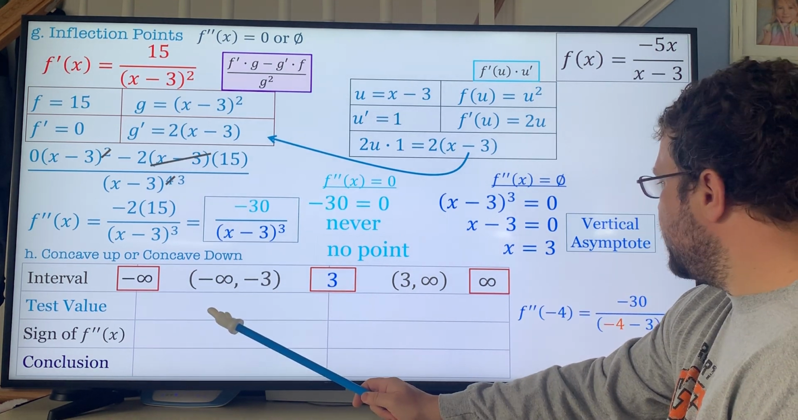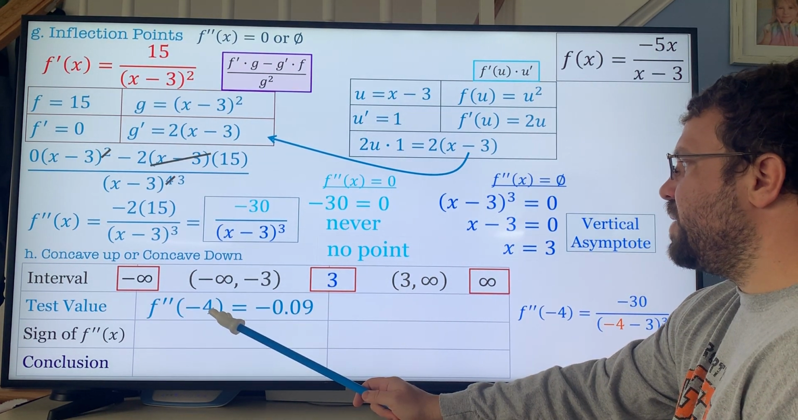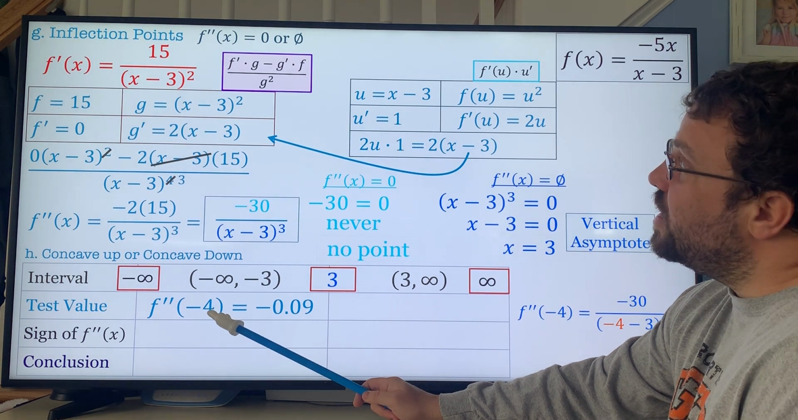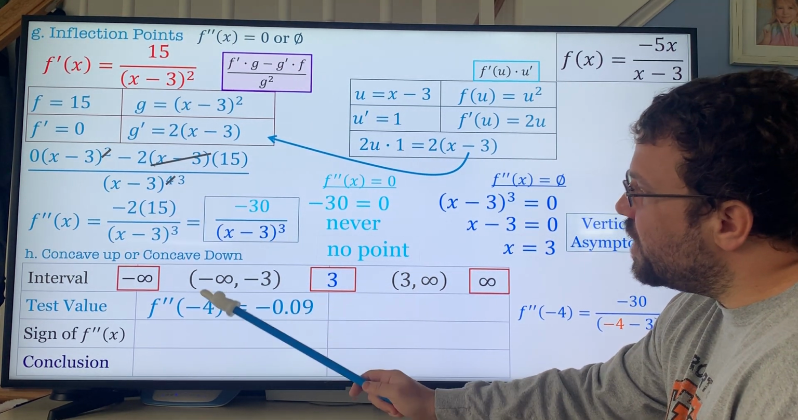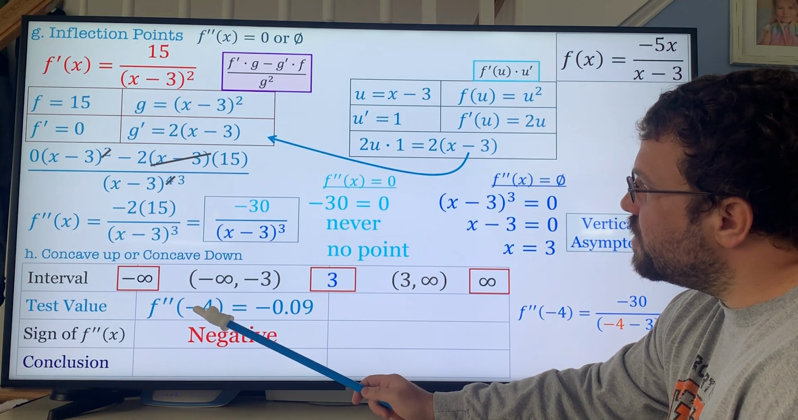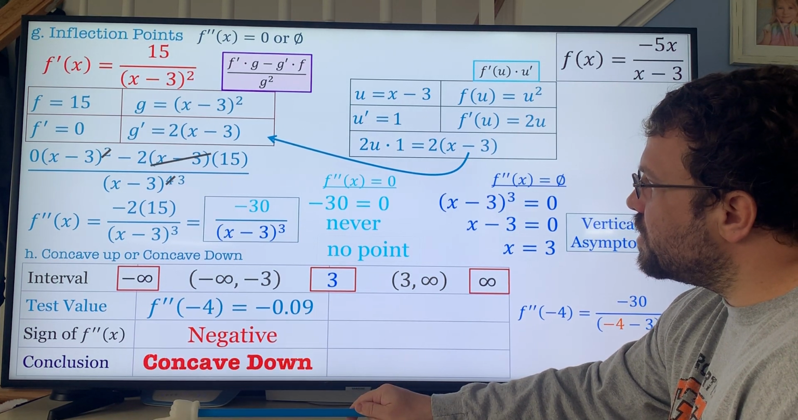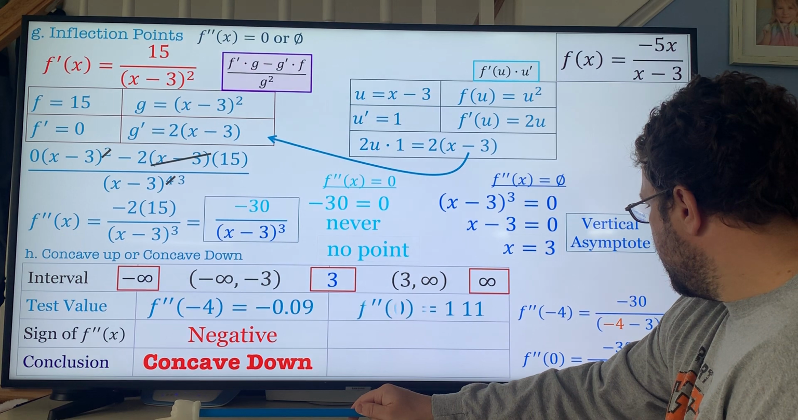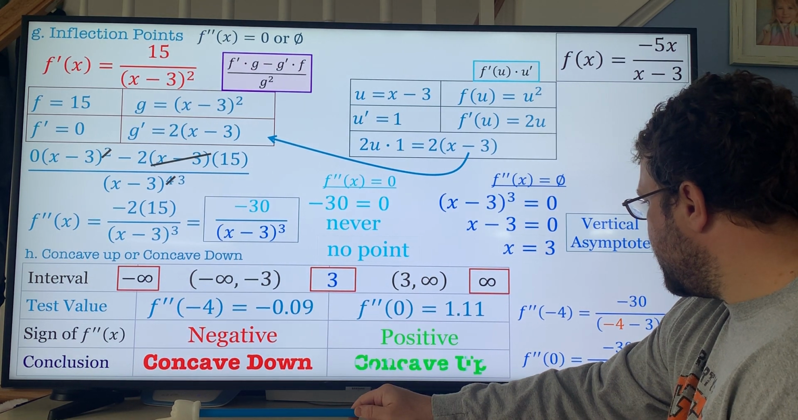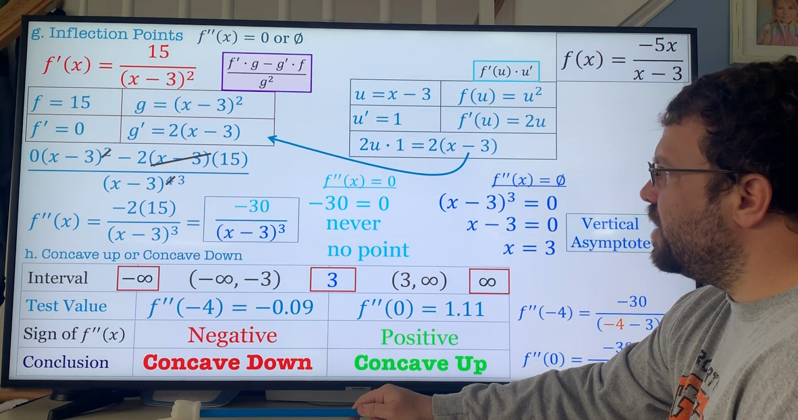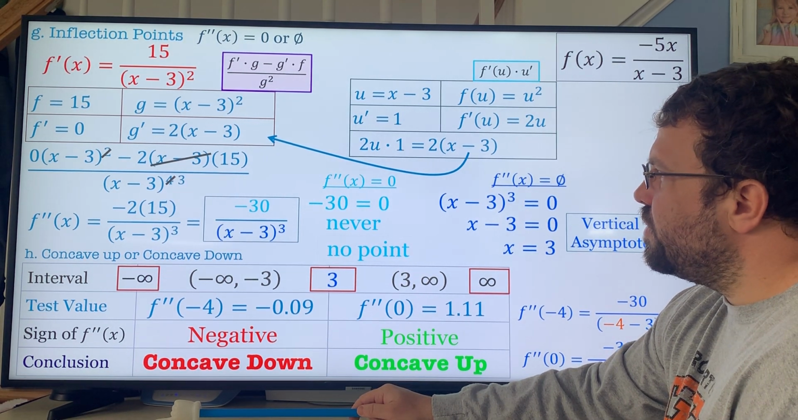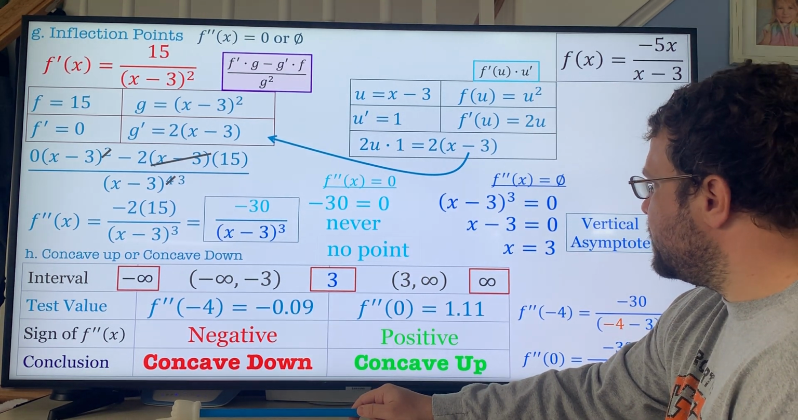All right, our test value here, let's pick negative 4. Actually, I should have picked 0, it doesn't matter. If I pick 0, negative over negative, negative. And then if I pick 1, positive. So concave up, concave down. All right, yeah, it's negative regardless, doesn't matter. Where's a positive, positive?